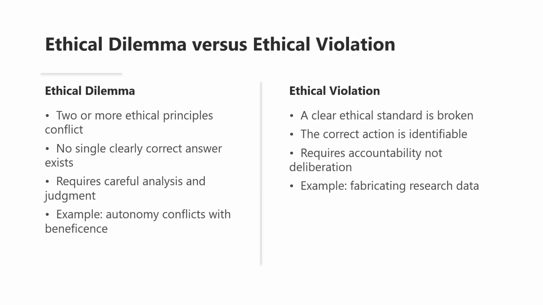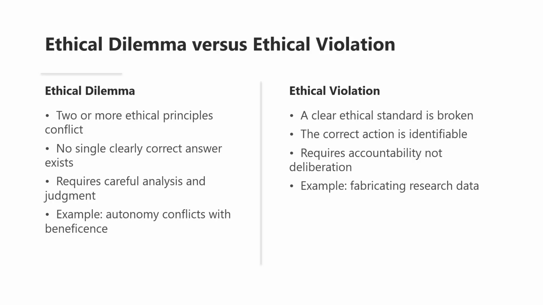An ethical violation, by contrast, is a situation where a clear standard exists in the code of ethics and someone has broken it. Fabricating data in a grant report is not a dilemma because the code unambiguously prohibits dishonest reporting under Article 3. Misrepresenting your credentials is not a dilemma because Article 2 clearly requires honest representation of qualifications. Violations require accountability and corrective action, not extended deliberation.